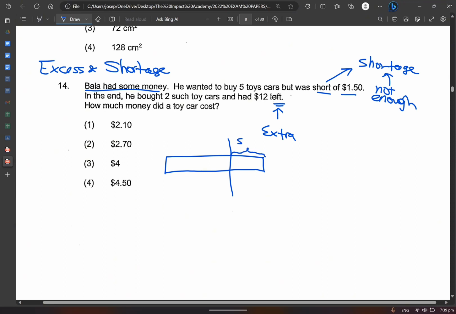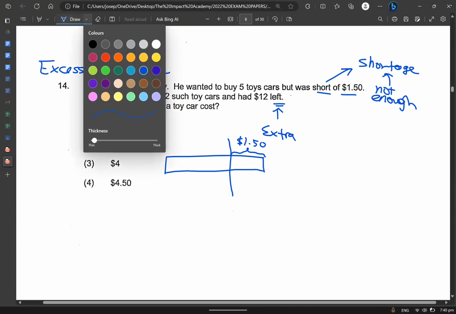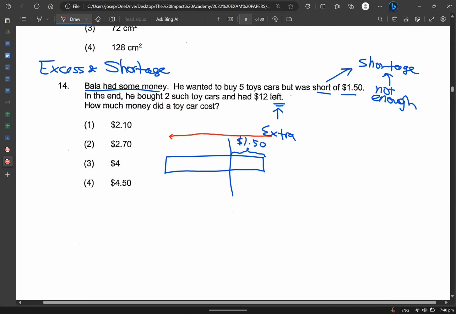Do you agree so far? This is $1.50. Does that make sense to you? Now, because I know that this is $1.50, I can say that the whole thing, from here all the way to here, is 5 toy cars. Can you see it? So this is sentence number 1. Can I buy 5 toy cars? No, I cannot.